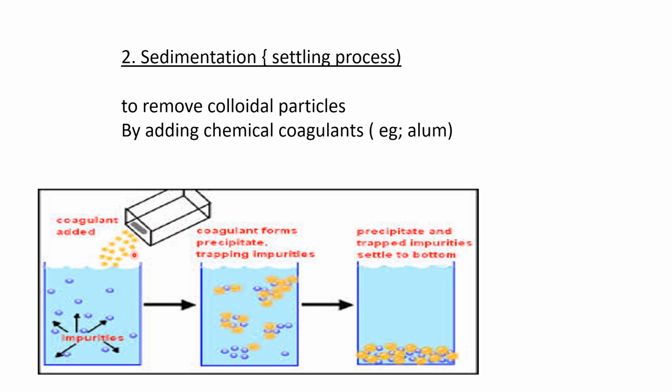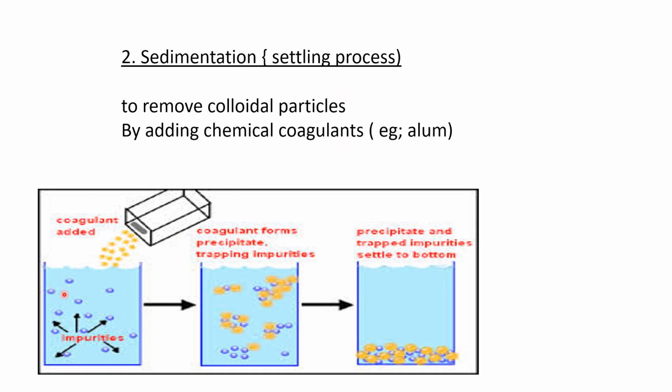When we add this chemical coagulant or alum into the sewage water or any water, all the colloidal particles present in water undergo the coagulation process. After some time, when we allow them to settle or sediment, we can see all the colloidal particles after coagulation precipitate under the beaker or under a tank. So we can separate water and colloidal particles by this process, sedimentation.